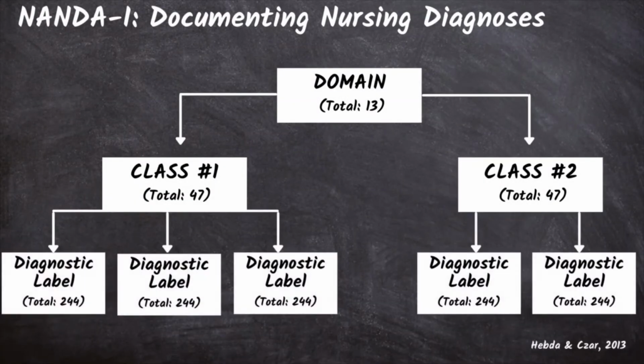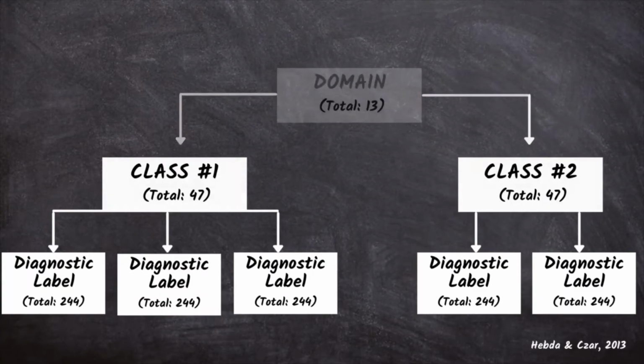Because there are over 200 individual diagnostic labels to describe problems that a nurse can diagnose, NANDA had the labels organized in a hierarchy beginning with 13 domains, 47 classes, then the over 200 diagnostic labels. To ensure that the diagnostic labels are being used correctly, each has a definition and defining characteristics. Each diagnostic label also has a unique numerical code.